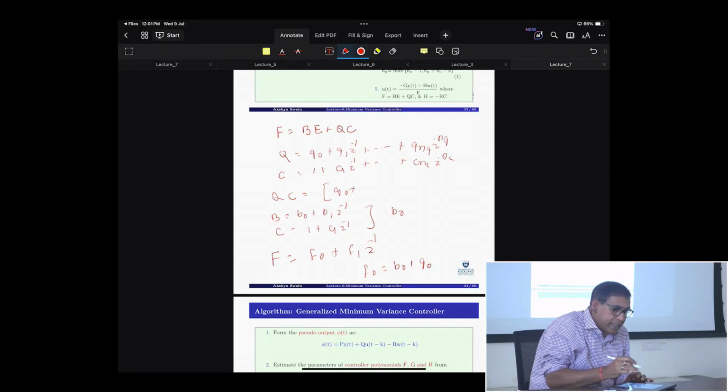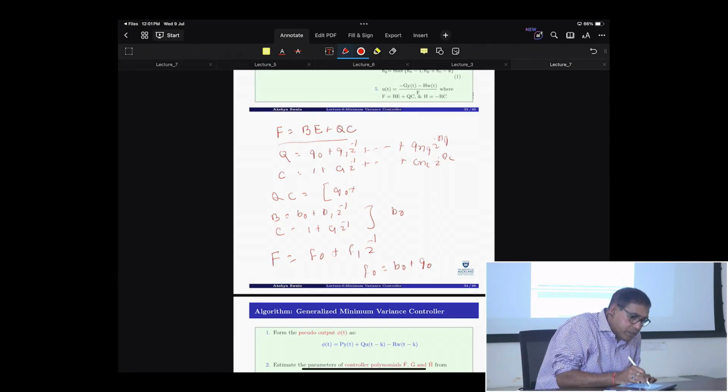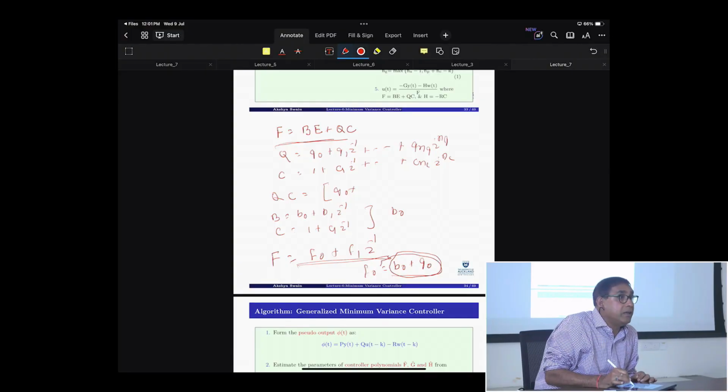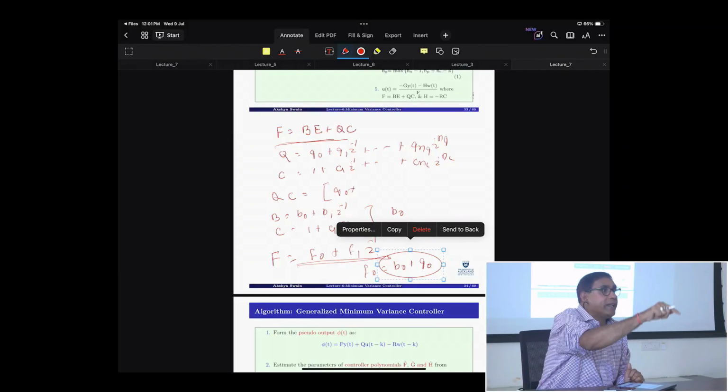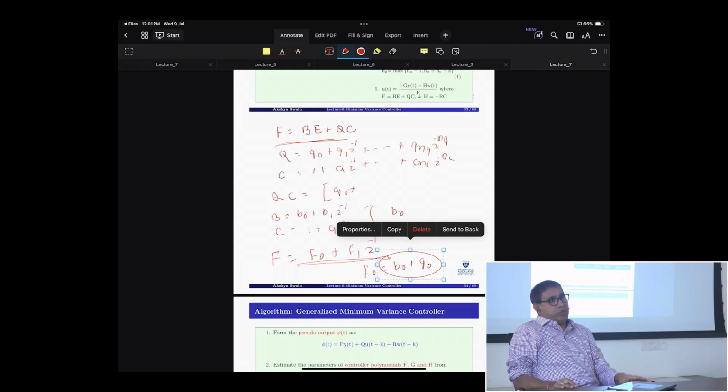Are you convinced that F is equal to BE plus QC? F has this structure. Therefore F0 will have B0 plus Q0. Please try to understand this; it is the only point you have to understand. F0 is equal to B0 plus Q0, out of which B0 is not known and Q0 is what you are giving. So that is under your control.